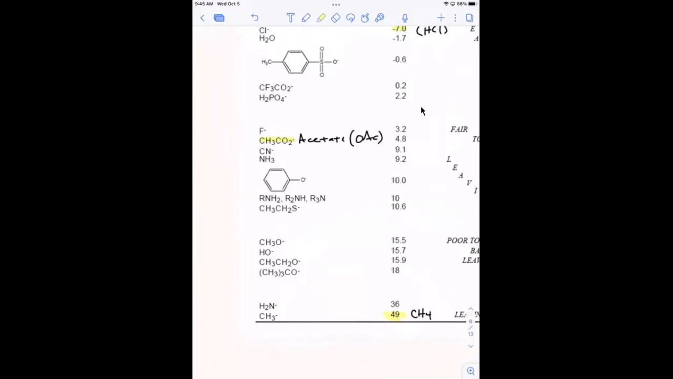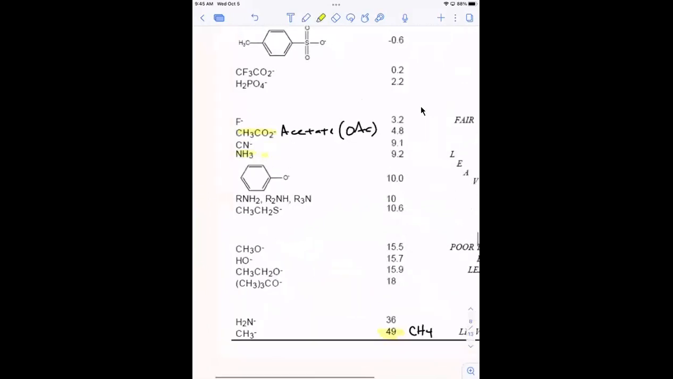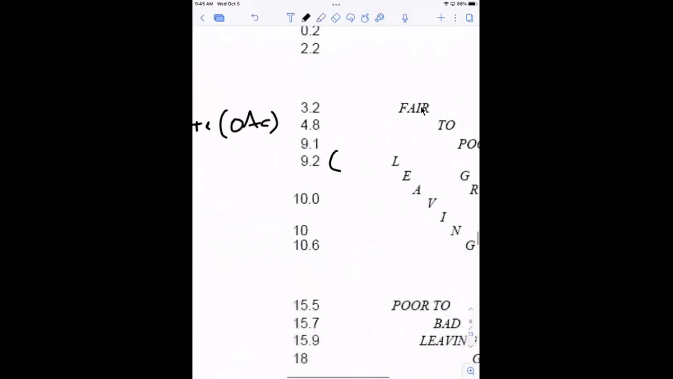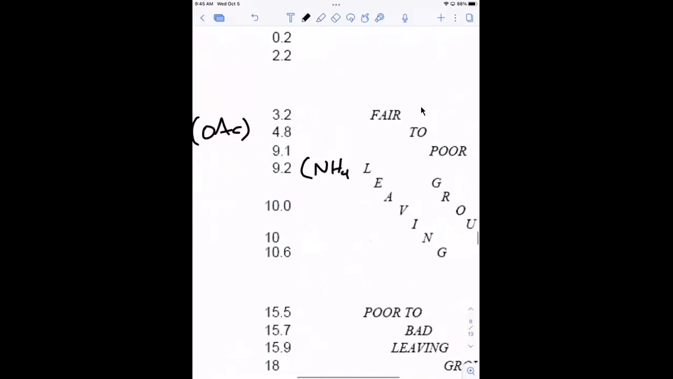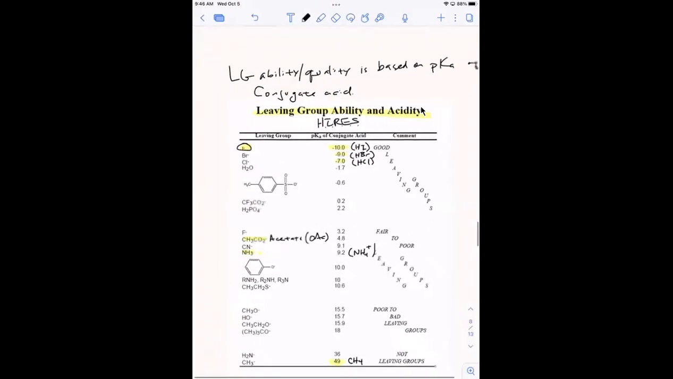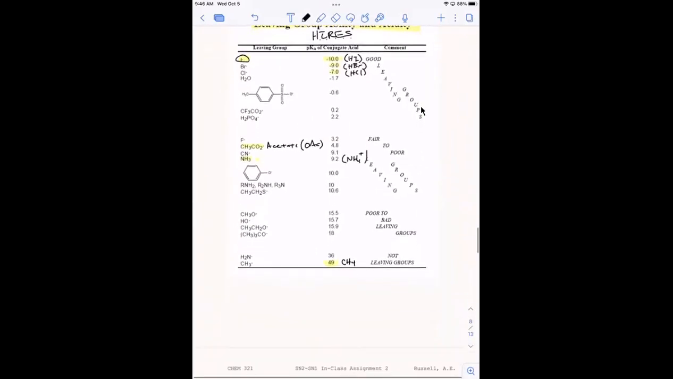Right, ammonia is a decent leaving group because the pKa of the conjugate acid for ammonia, which would be NH4+, the ammonium ion, is 9.2, right? So this is just a way to tell what's good and what's bad. On an exam, you'll either have the pKa of both leaving groups, or if you're comparing a reaction, you'll have the pKa so you can make a determination. But a lower pKa is a better leaving group. Higher pKa, worse leaving group.